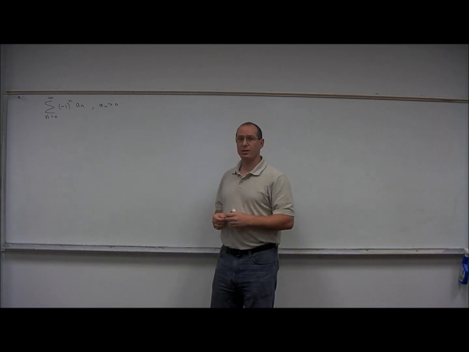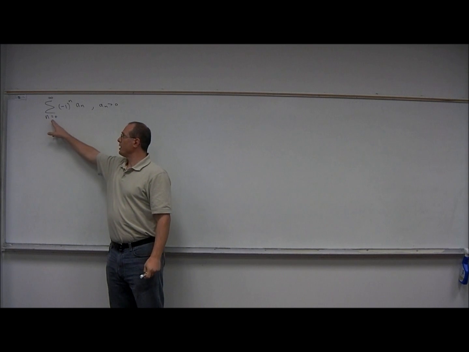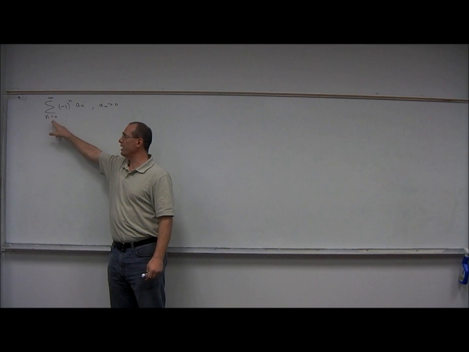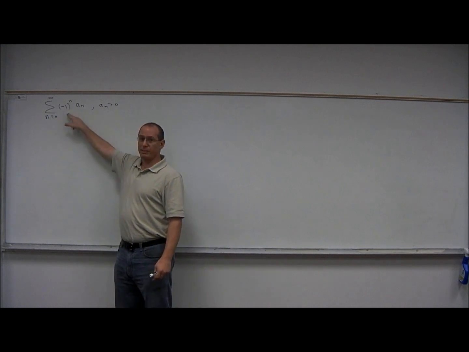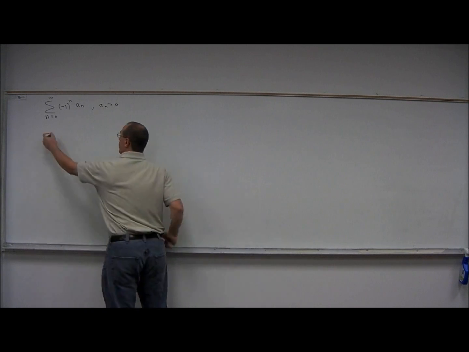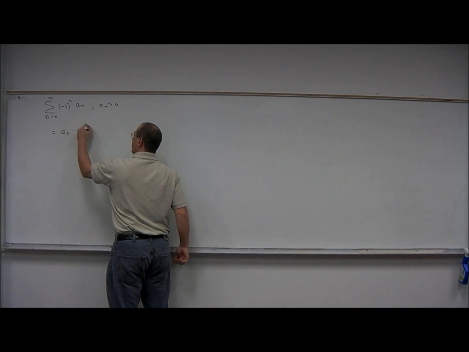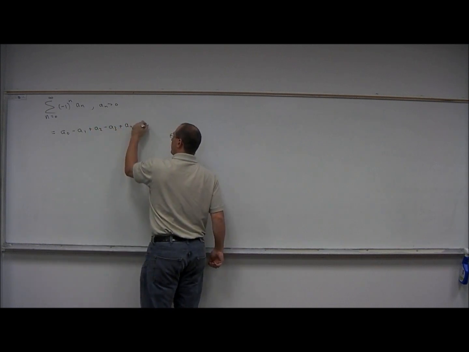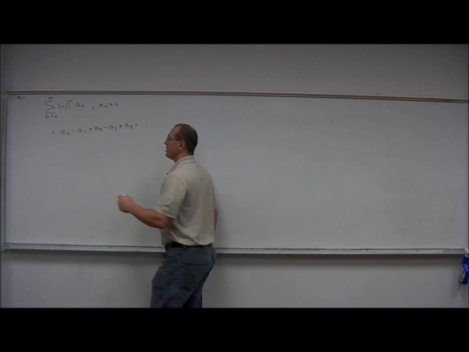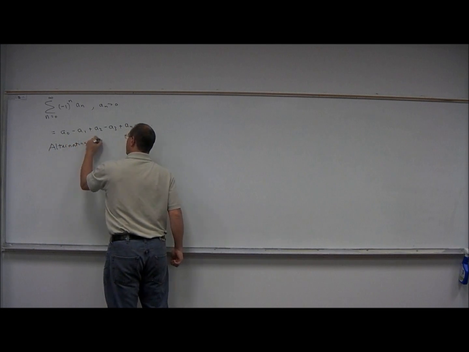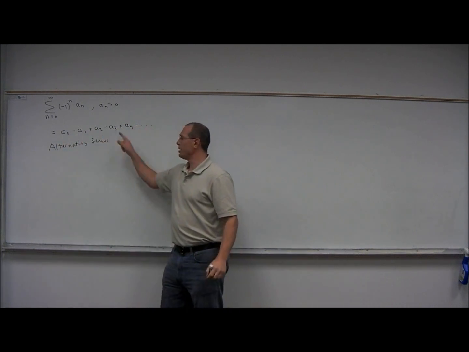This is called an alternating series because as n alternates between even and odd, 0, 1, 2, 3, -1 to the power n is going to alternate back and forth between +1 and -1. So this series is going to have the form a sub 0 minus a sub 1 plus a sub 2 minus a sub 3 plus a sub 4, etc. So this is called an alternating series, because the sign of the terms is alternating.